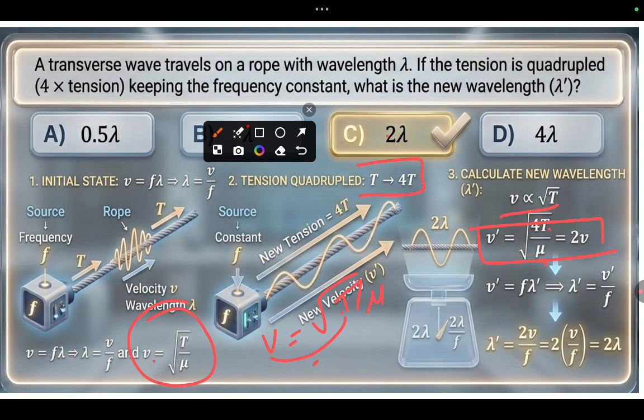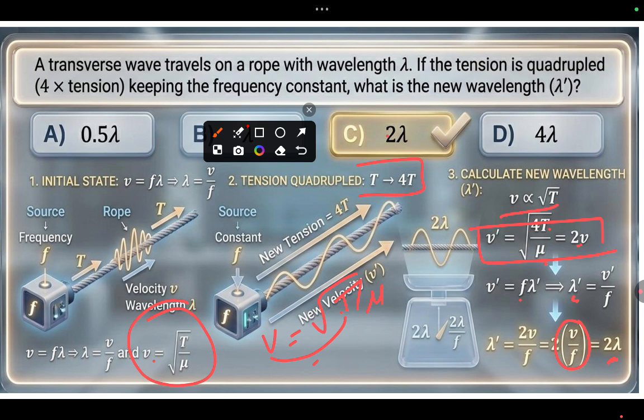Now the wavelength formula is what? Frequency constant, so V dash equal to nu lambda dash. Lambda dash equal to V dash by nu. So what is V dash? This is 2V by F. F is nothing but what? Frequency. So 2 of V by F. V by F means what again? It's lambda. So your answer is 2 lambda.